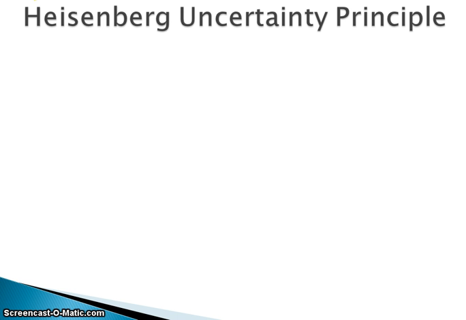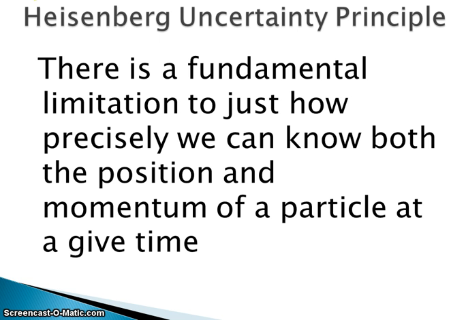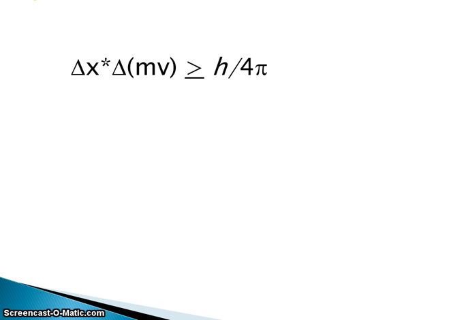The last thing we want to talk about is the Heisenberg uncertainty principle. And basically, there's a limitation to how precisely we can know the position and the momentum of a particle at a particular given time. Now, we've got an equation that deals with our Heisenberg uncertainty principle, although you're never going to be asked to calculate it. We want to look at it, though.